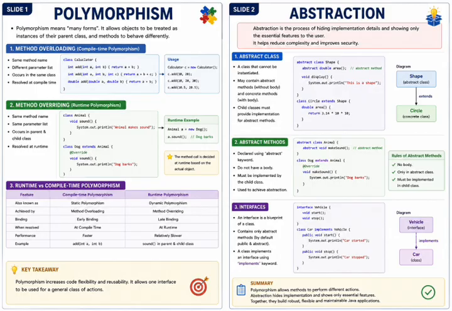To summarize, in this lesson, we learned about polymorphism and abstraction, two powerful pillars of object oriented programming. Polymorphism allows one interface to have multiple forms, while abstraction hides implementation details and exposes only essential functionalities. Together with encapsulation and inheritance, these concepts form the foundation of object oriented programming in Java. Mastering these four pillars will help you build scalable, manageable, and professional Java applications.